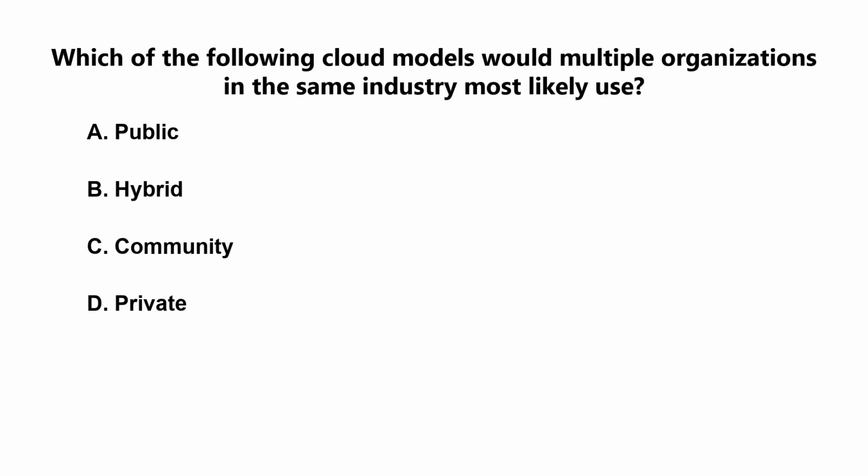Question 28. Which of the following cloud models would multiple organizations in the same industry most likely use? Option A, public. Option B, hybrid. Option C, community. Option D, private. The correct answer is option C, community.